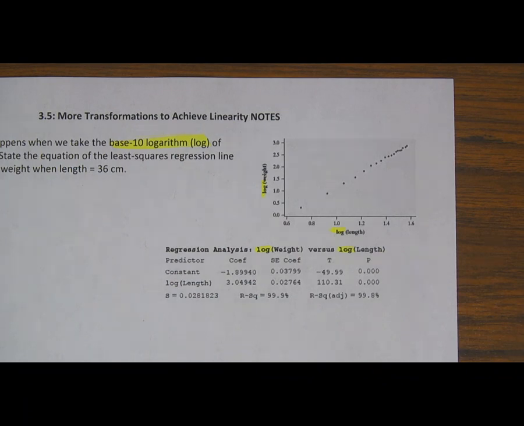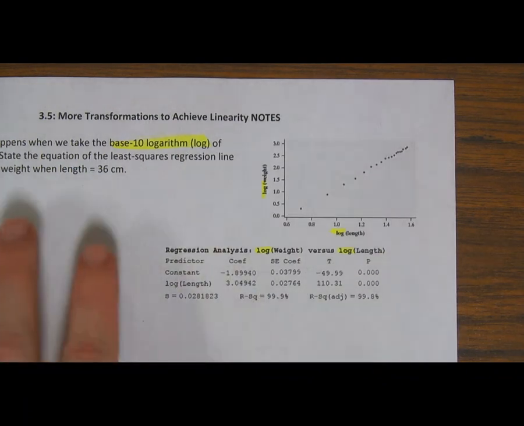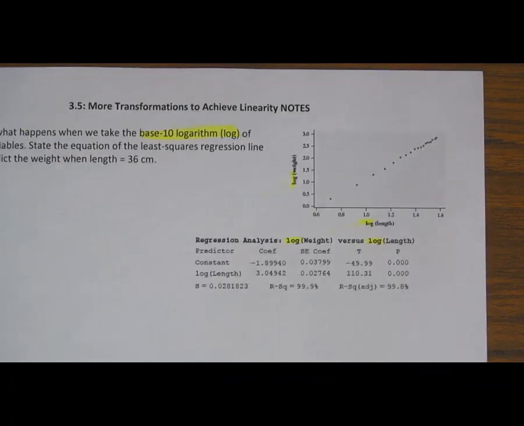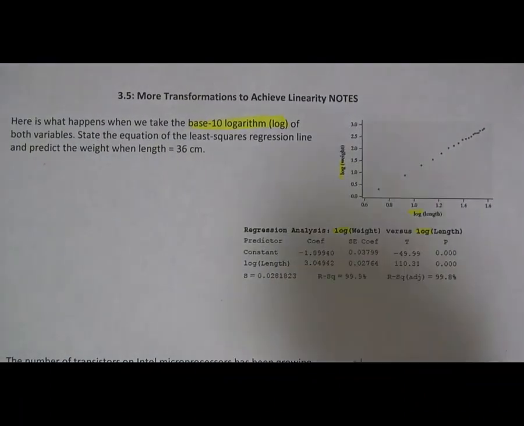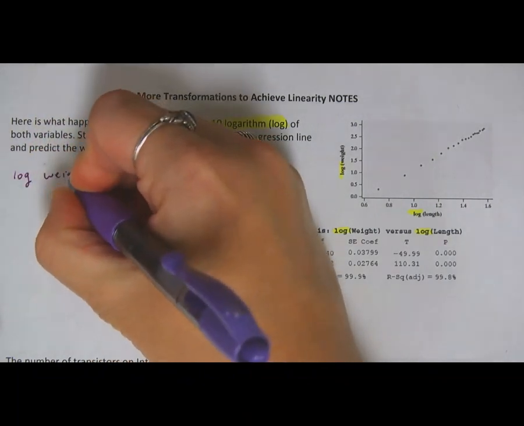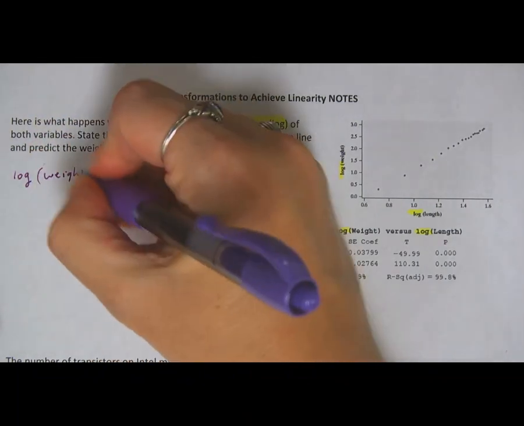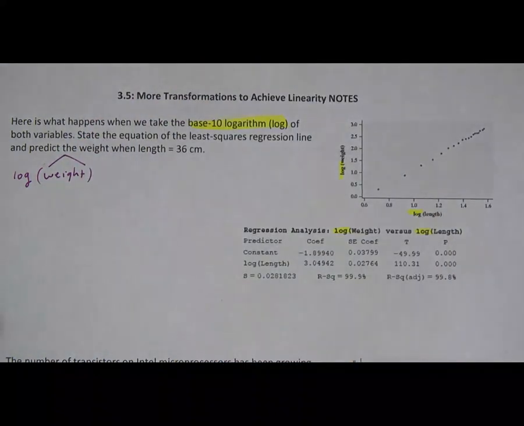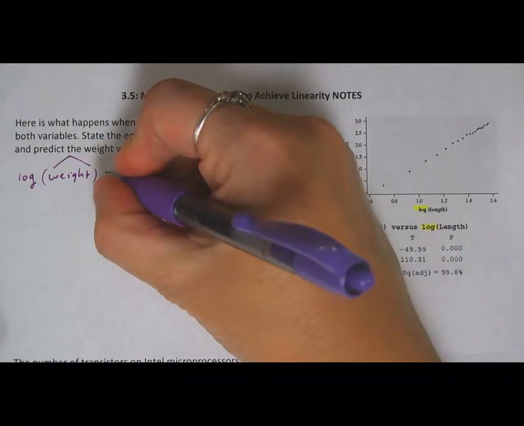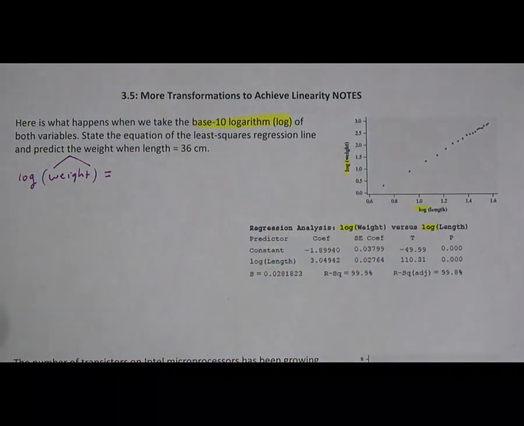So what we're going to practice again is taking this computer readout and writing the equation for the least squares regression line so that we can make a prediction about the response variable weight when the length is 36. So here's really what is going on. We took the log of the weight, we want to be able to predict the weight. Over here, just kind of think of it, the skeleton is a plus bx.